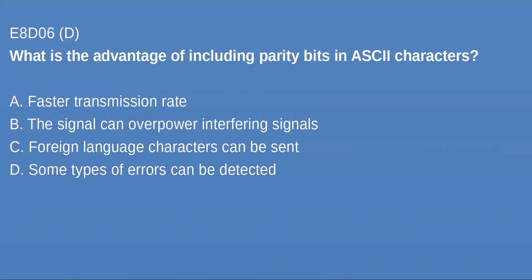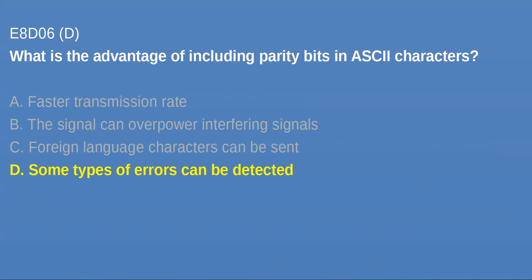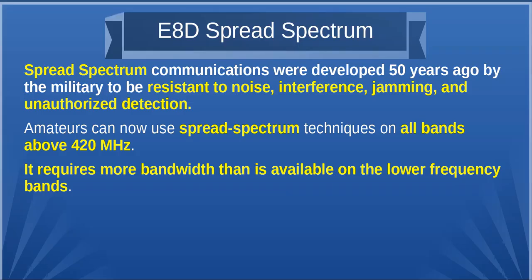What's the advantage of including parity bits in ASCII characters? Delta. Spread spectrum.